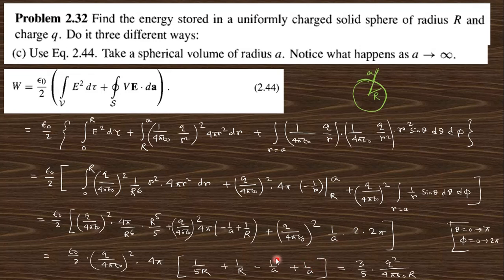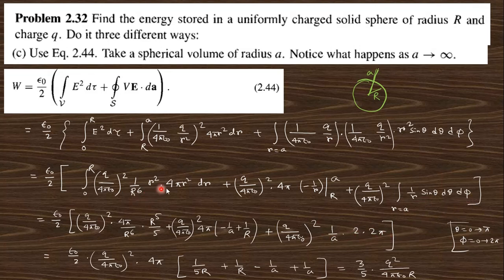This 1 by a and minus 1 by a cancel out, and you will get the same result. The limit of theta will be 0 to pi, and the limit of phi will be 0 to 2 pi. Here the integration of sin theta d theta will give minus cos theta. If you put in 0 and pi, you will get 2, and integrating d phi, you will get 2 pi.